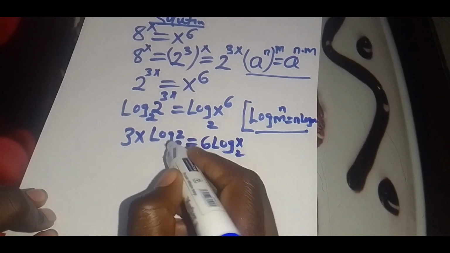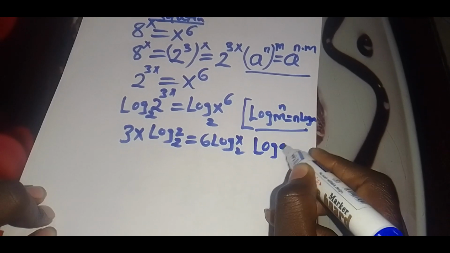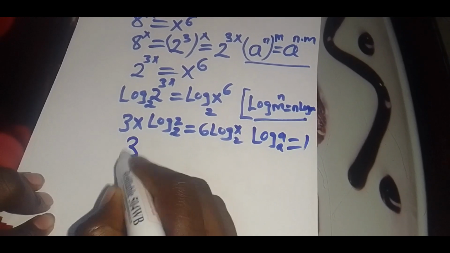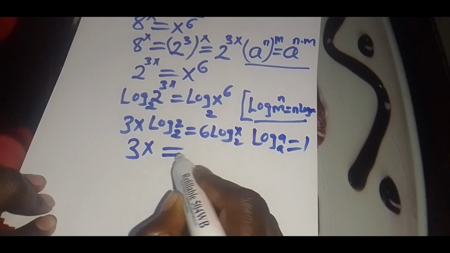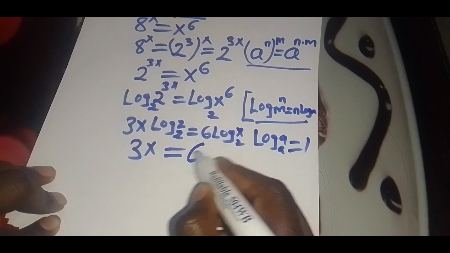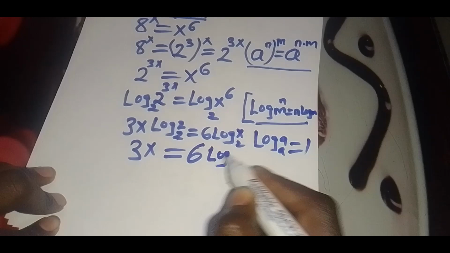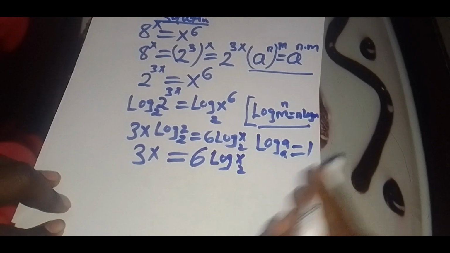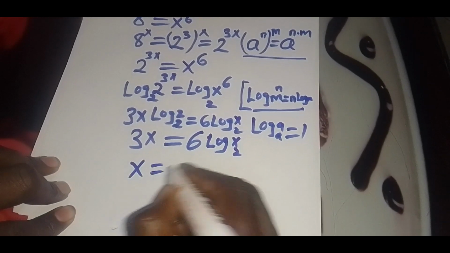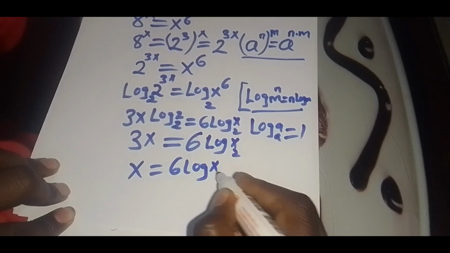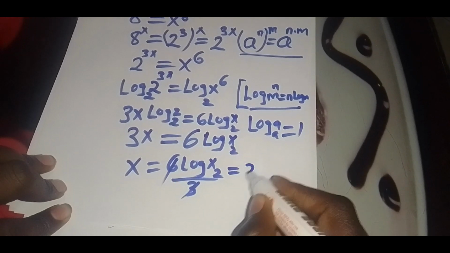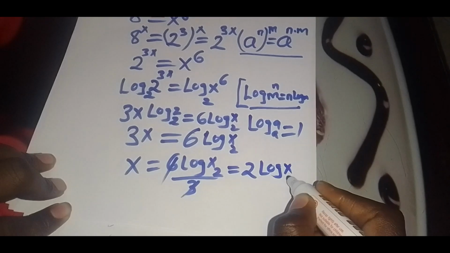We find that log a to base a is essentially equal to 1. So that means here we have 3x equal to 6 log x to base 2. Now we are going to have x equal to 6 log x to base 2 divided by 3. You simplify, so that now you're going to have 2 log x to base 2.